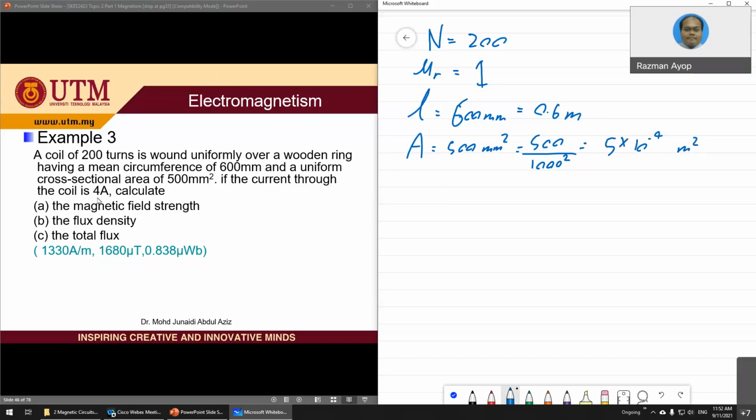If the current goes to the coil at 4 ampere, you can also look at the unit: 4 ampere. So that means I is equal to 4. So this is all the information that has been given. The question is to find the magnetic field strength, which is actually H. Find the flux density, which is B, and find the total flux.